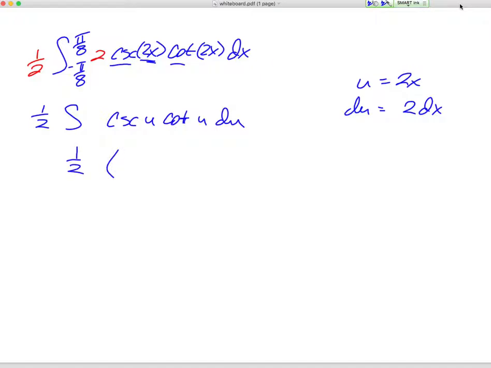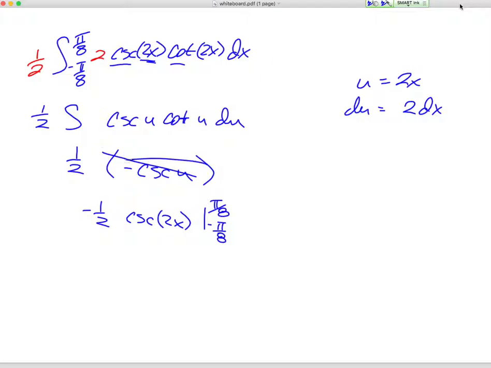What do I get when I integrate cosecant, cotangent? Negative cosecant. So I substitute. We'll make that negative 1/2 and make it cosecant 2x from negative pi over 8 to pi over 8. And then cross everything out.